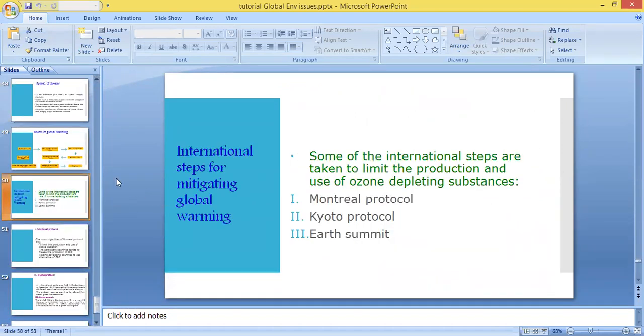So, international steps for mitigating, that is to control global warming. What steps are being taken? Some of the international steps are taken to limit the production and the use of ozone depleting substances. The first protocol that was introduced was the Montreal Protocol, the second is the Kyoto Protocol, and the third one is the Earth Summit.